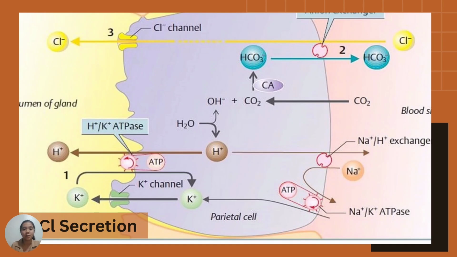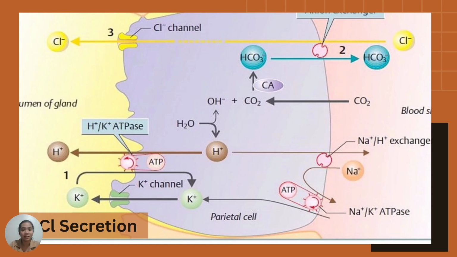Then the proton in the parietal cell is pumped out by the proton pump into the stomach lumen. The red one here is the proton pump, the H and K ATPase. This process consumes ATP, or adenosine triphosphate. That's why you can see the adenosine triphosphate here, because it requires this energy to pump the proton into the lumen of the stomach. The lumen is kind of like the overall coating of the stomach.